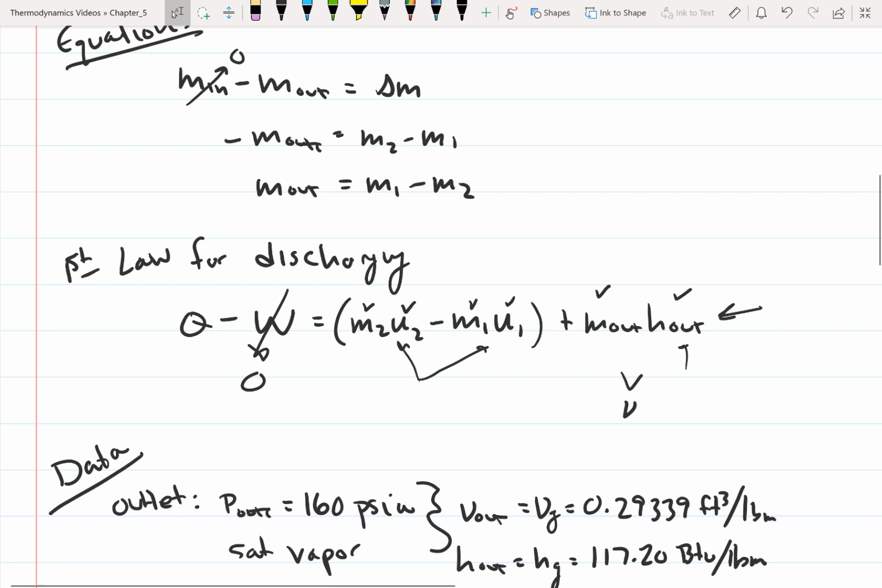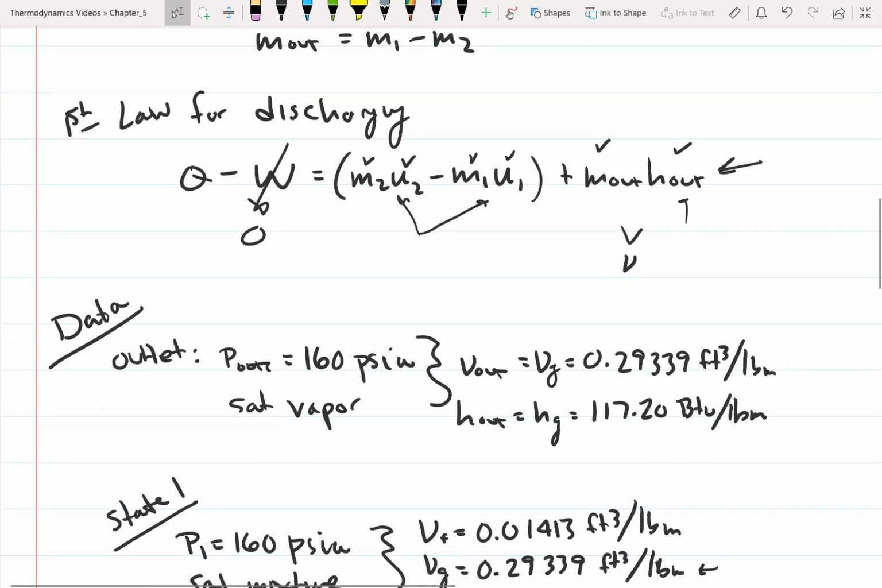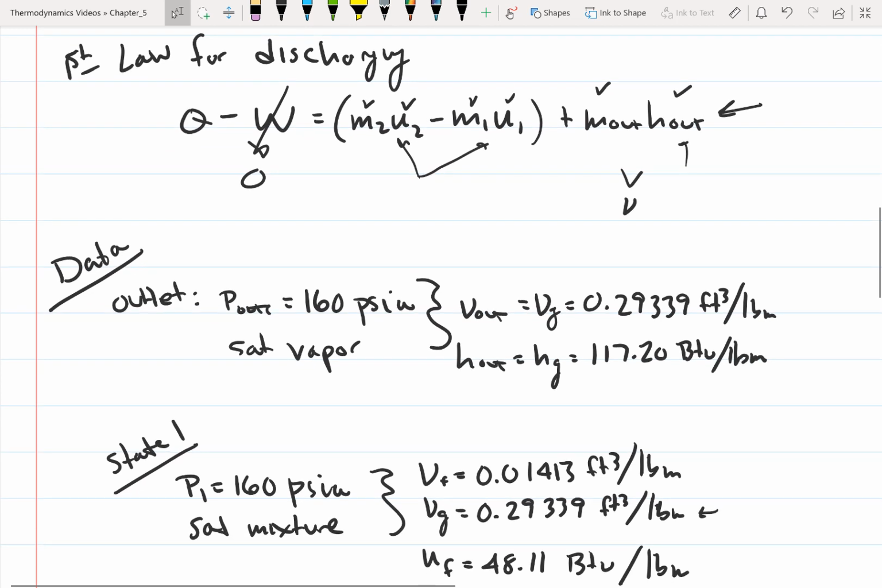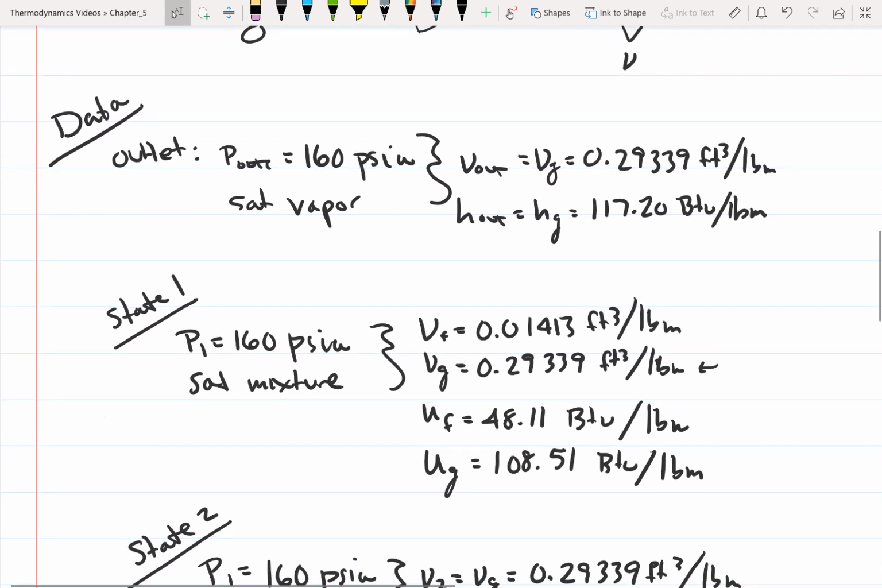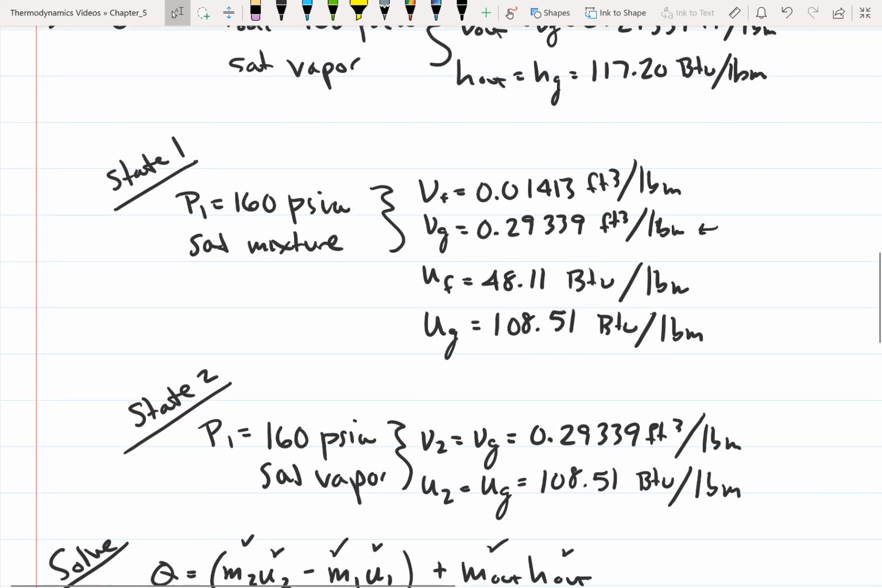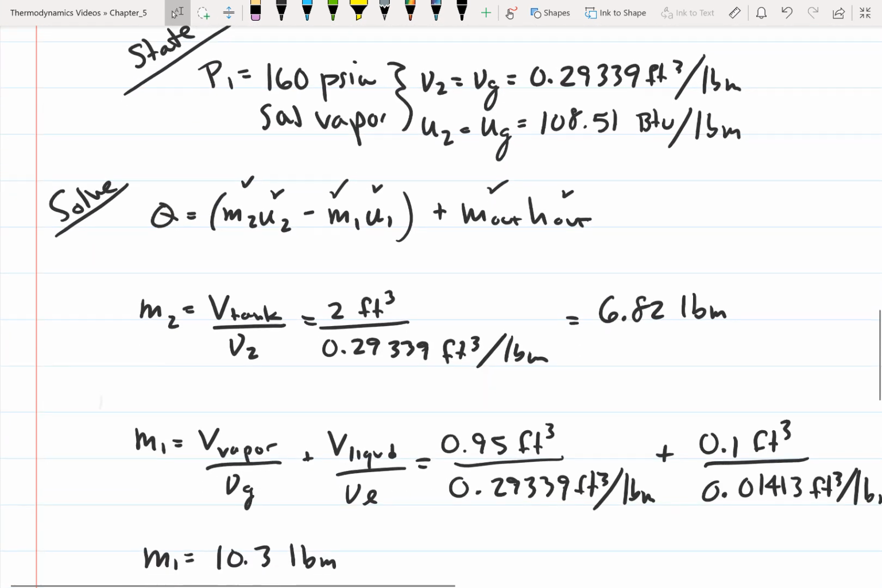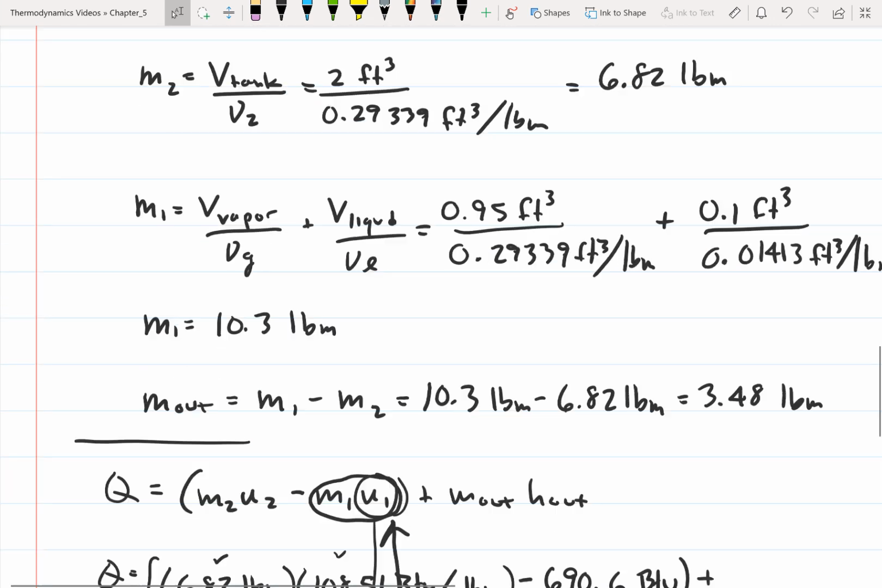So if that's not the case for your problem, you're going to want to go back to the more general form of the energy balance for non-steady flow, and start with that equation and cross out the terms that you know are 0, so then you end up with the correct form for your particular problem. Then we went ahead and looked up our data. So we needed to look up data for the outlet, for state 1 and state 2. And then we solved our equations.